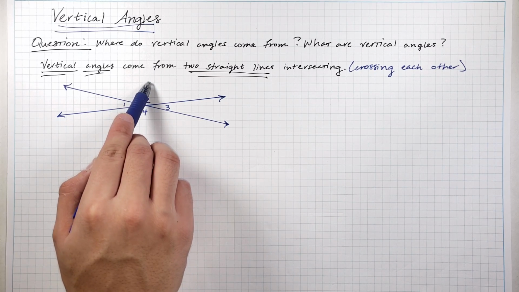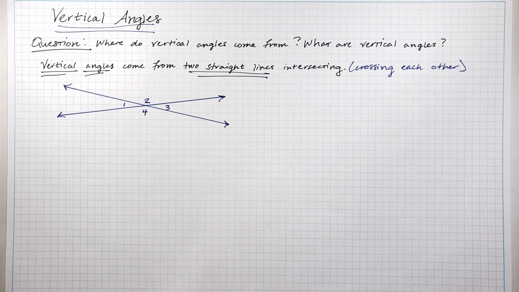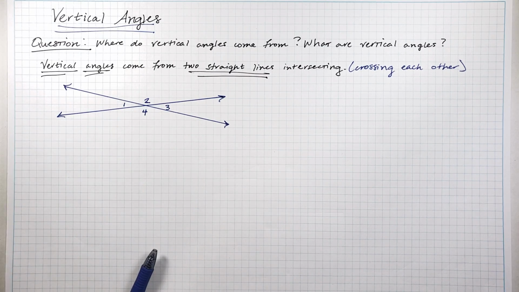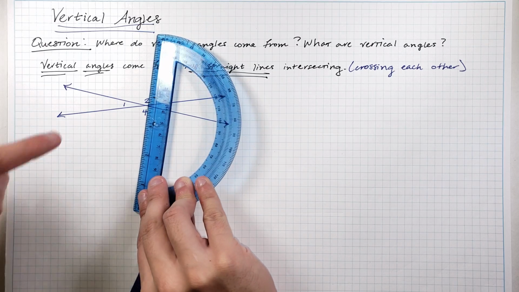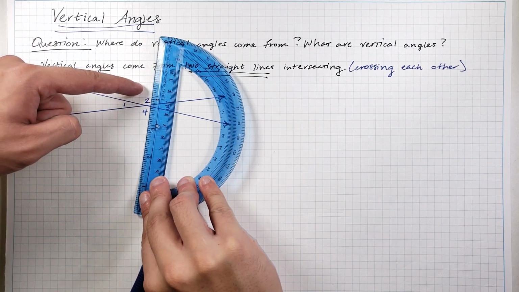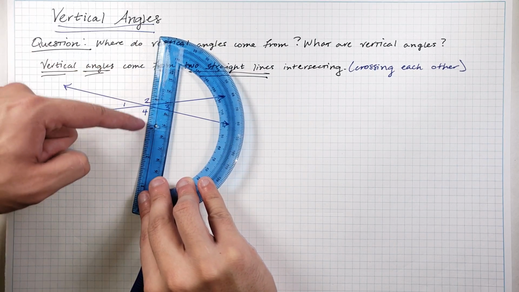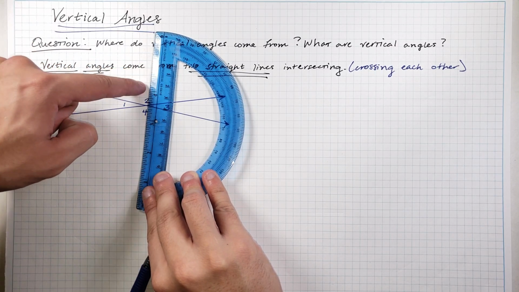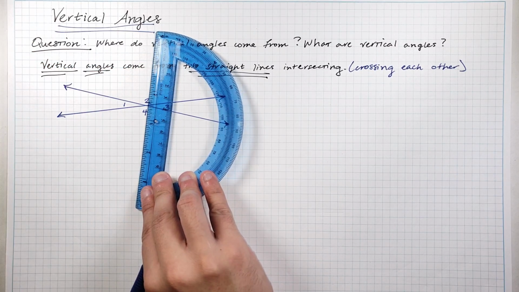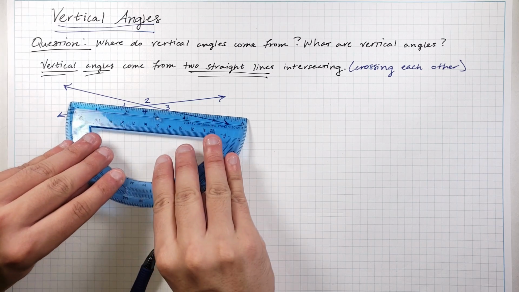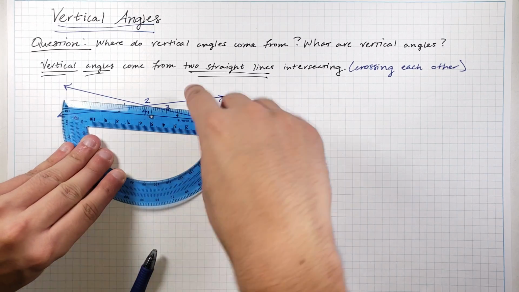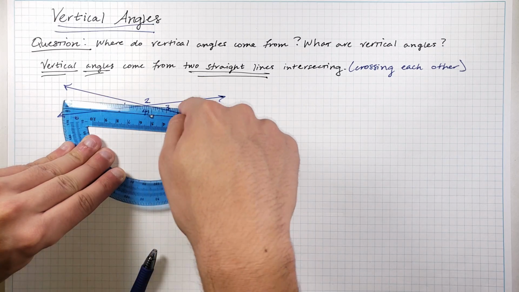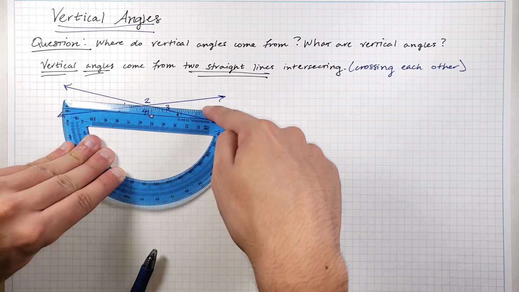So 2 and 4 are vertical angles, because it's just a vertical line. Here's an angle, and here's another angle directly underneath it. This is like a vertical protractor, vertical ruler. So we say this angle and this angle are vertical angles. Same thing with 1 and 3. If you turned your head sideways, 1 and 3 would be vertical. This angle is vertical to this angle.